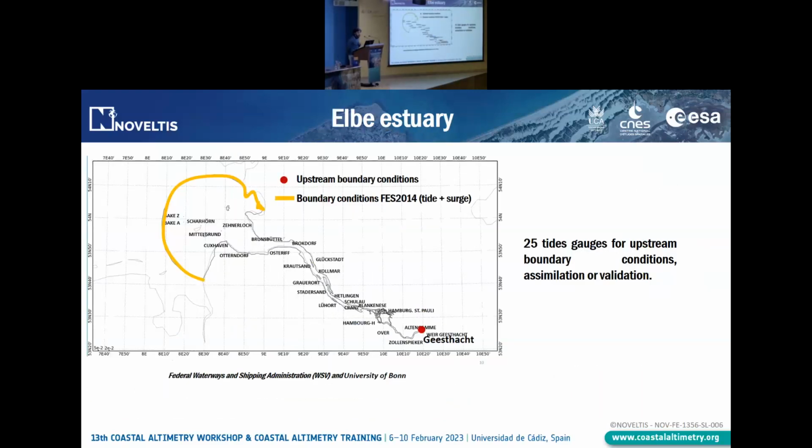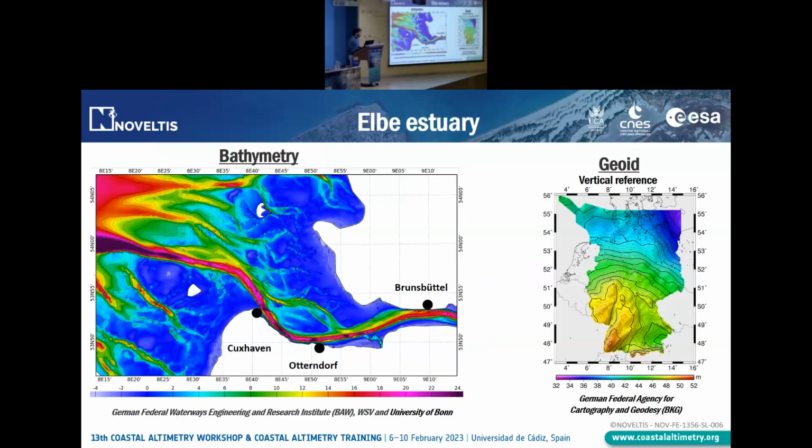The bathymetry data that you are using, is it available globally or locally? No, it's local. It's from the General Federal Waterways. And what is the spatial resolution? Do you remember? No, I don't remember. Okay. But the bathymetry resolution is related to the mesh width that we use.